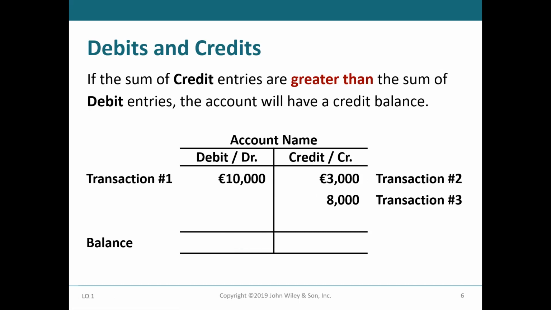Now, what if the sum of credit entries is more than the sum of debit entries? Then in this case, the account will have a credit balance. For example, here 3,000 plus 8,000 would be 11,000, and 11,000 is more than 10,000. So the credit balance would be 1,000, and it's on the credit side, because the sum of all the credits is more than the sum of the debits.